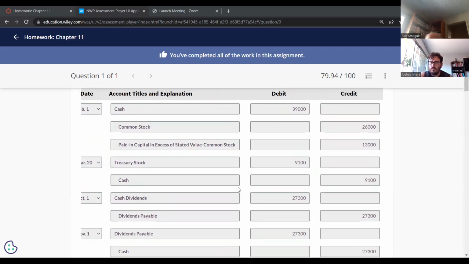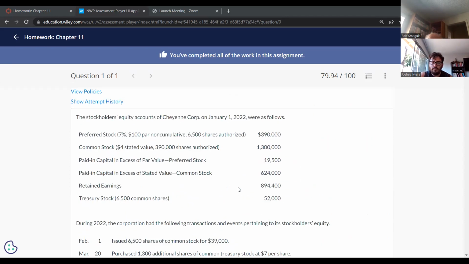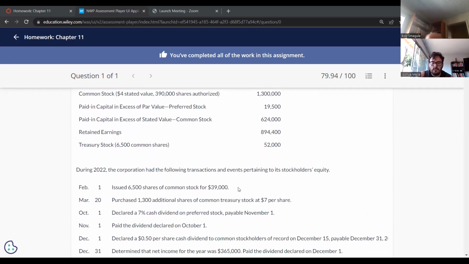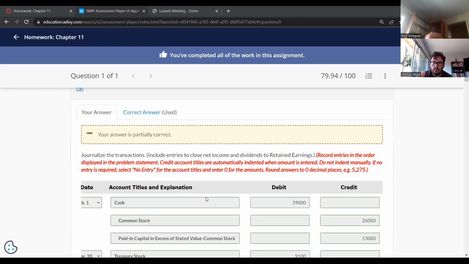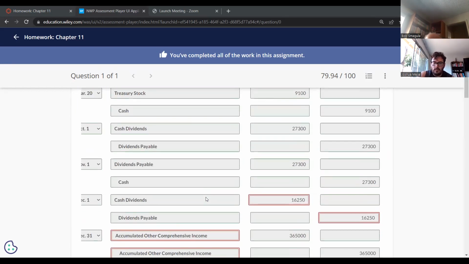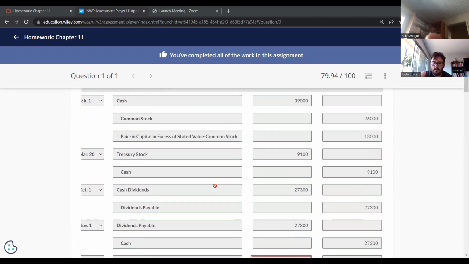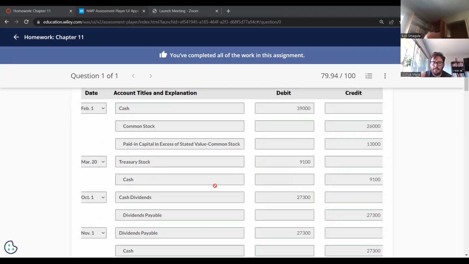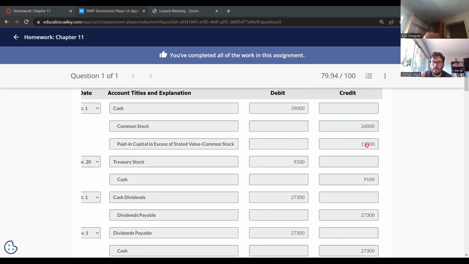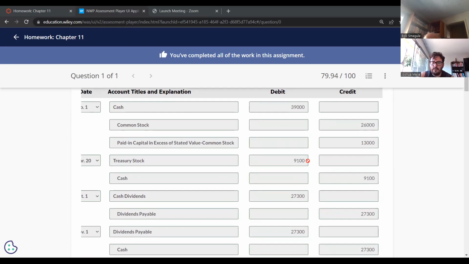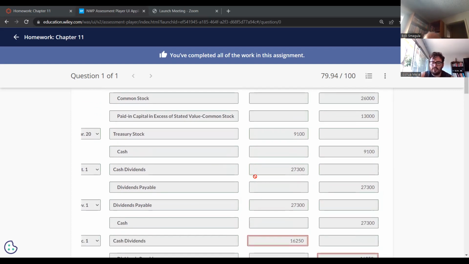But go back up to the top again to that entry, if you would, Josh. That's February 1st, right? They issued 6,500 shares of common stock, right? What's the par value of the stock? $4 a share. So 4 times 6,500 is what? I can't do that in my head. Yeah, $26,000. So you debit cash for the 39, the common stock for the 4, and the other one for the difference. So yeah, I understood these because they were kind of straightforward.